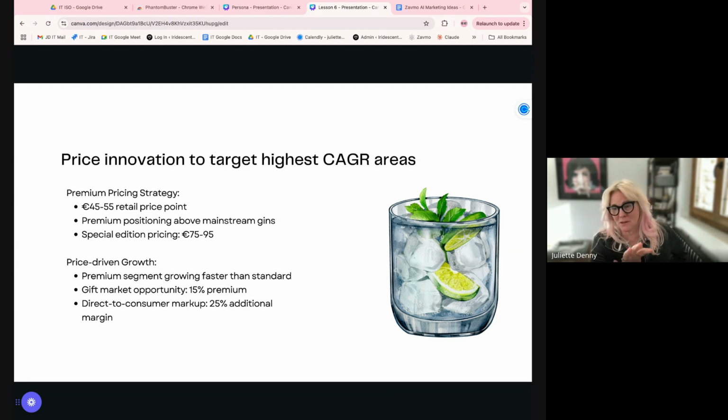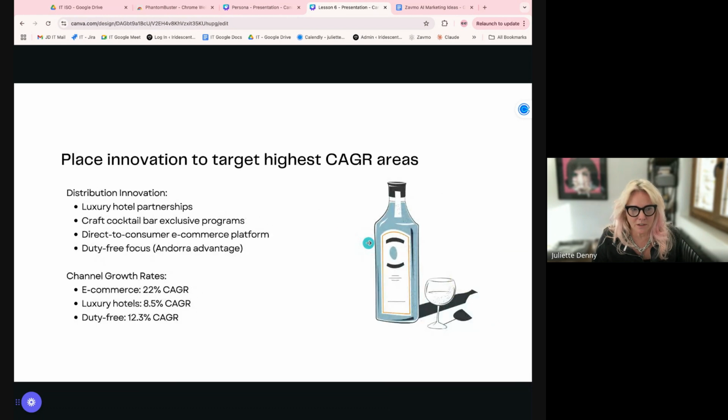And in this particular market, the high-end stuff is the stuff that's going to maximize your chances of doing that. So now we go into place, right? Distribution. Okay, so where are we going to sell it? Where are we going to sell it?